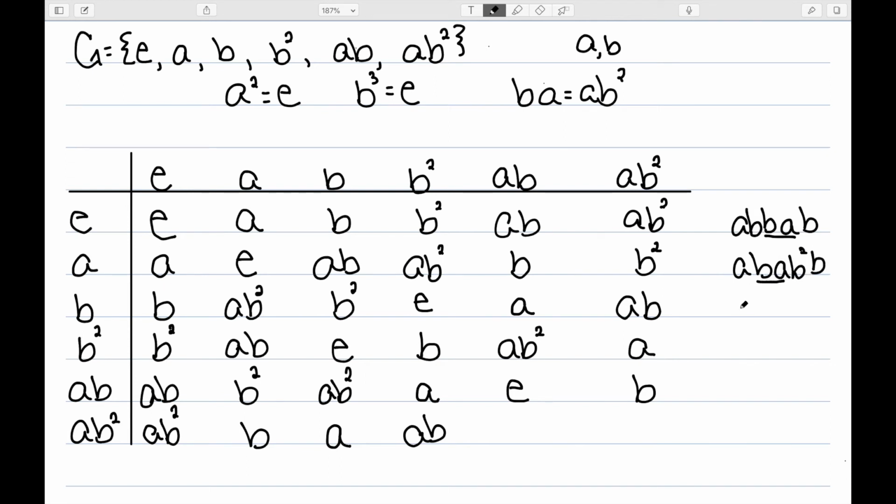We then have another BA. That will change to AB squared. We can see here is a B cubed, which will just give me the identity. A squared is the identity, so I'm left with B squared.